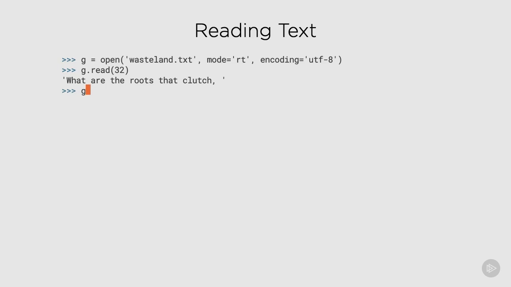To read all the remaining data in the file, we can call read without any argument, giving us parts of 2 lines in one string. Note the newline character in the middle. At the end of the file, further calls to read return an empty string.